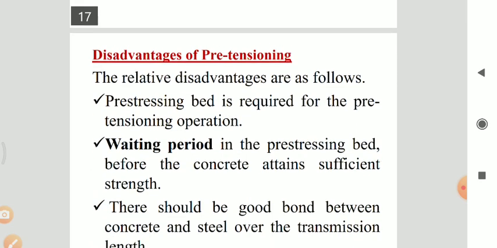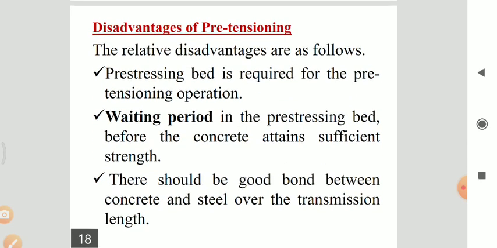A pre-stressing bed is required for the pre-tensioning operation, meaning initial preparation is required. Again, accuracy should be there. The waiting period in the pre-stressing bed is longer before the concrete attains sufficient strength. Then there should be good bond between the concrete and the steel over the transmission length.